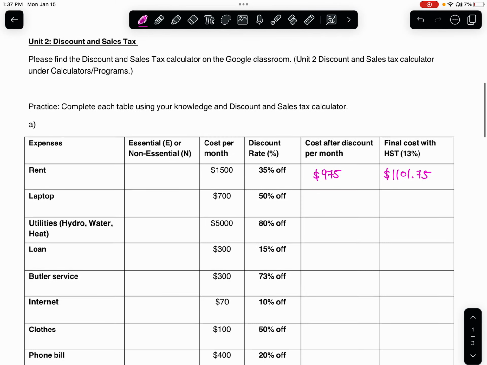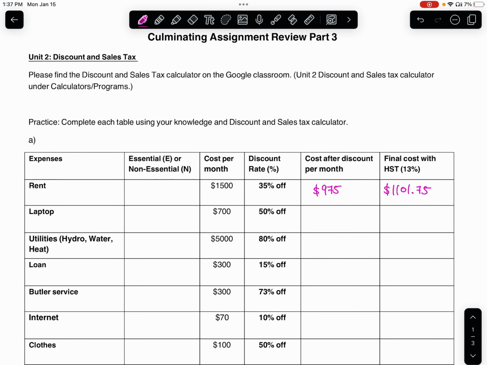Now, for the essential and the non-essential, again, remember this, essential is something that you need to survive, such as housing. So rent is part of housing, right? Clothes and food. These three are essential. Rest is pretty much non-essential. So your laptop is non-essential. Utilities, we do need that for our house, right? We do need electricity, water, and so on to live in the house. So that is actually essential.